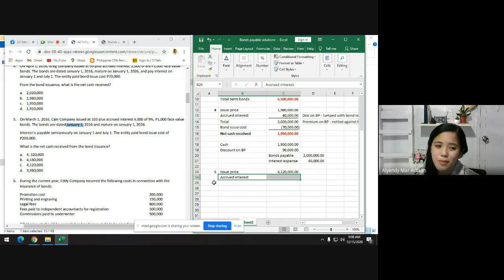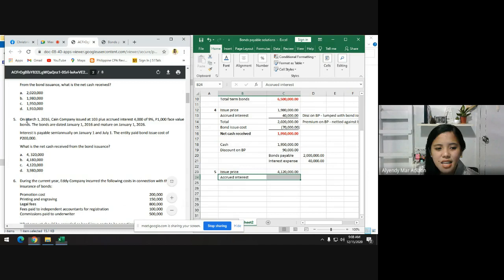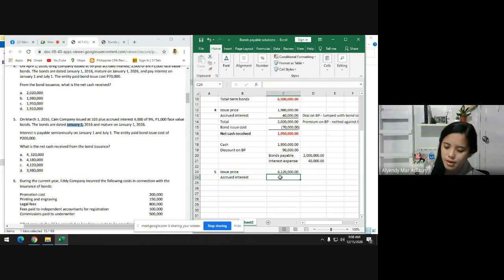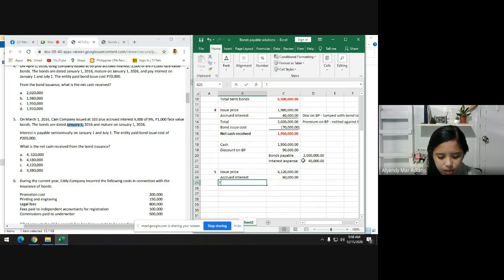So, wala kayo ma-compute. But here, since the date of issuance is different from the interest date, so we will have to compute for an accrued interest. Okay, so how much is the accrued interest? Face value, di ba? We have 4 million face value multiplied by 9% interest. And how many months? That is March 1, so February 1, March 1, that is 2 over 12. The accrued interest is 60,000.